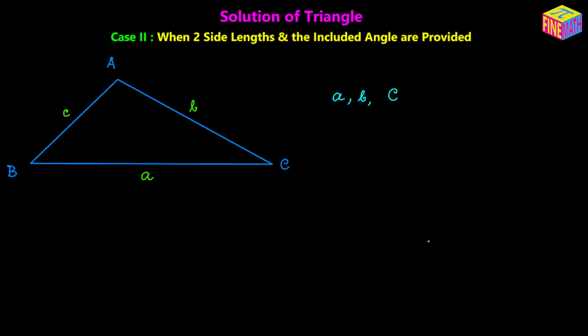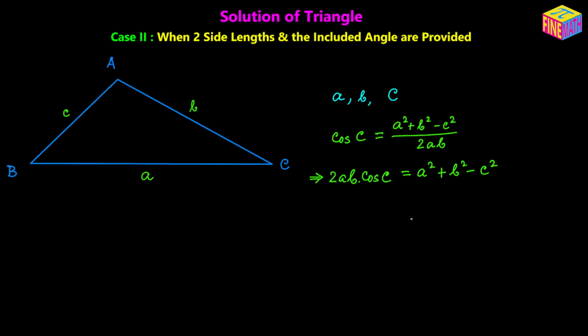That means we have to find the side length AB, which is lowercase c, and also the 2 other interior angles, angle A and angle B. Now how are we going to do this? Well, looks like we can use the cosine law here to find the third side length. The cosine law gives cosine of C equals a squared plus b squared minus c squared over 2ab. Multiplying both sides by 2ab, we get 2ab times cosine of C equals a squared plus b squared minus c squared.